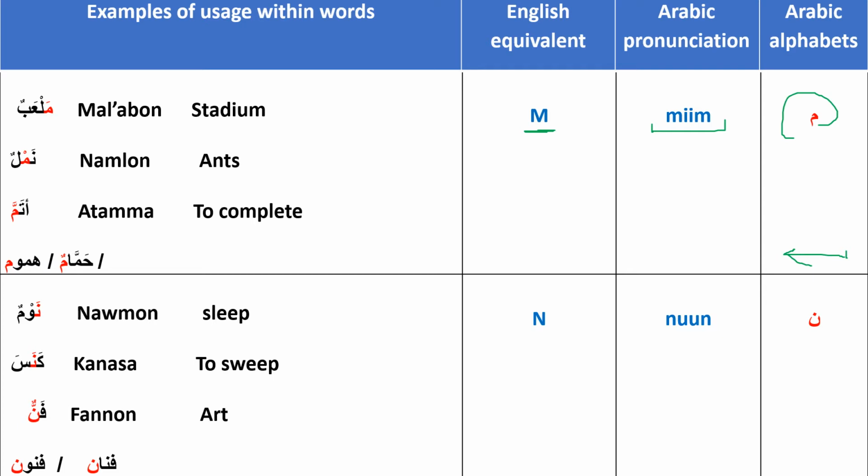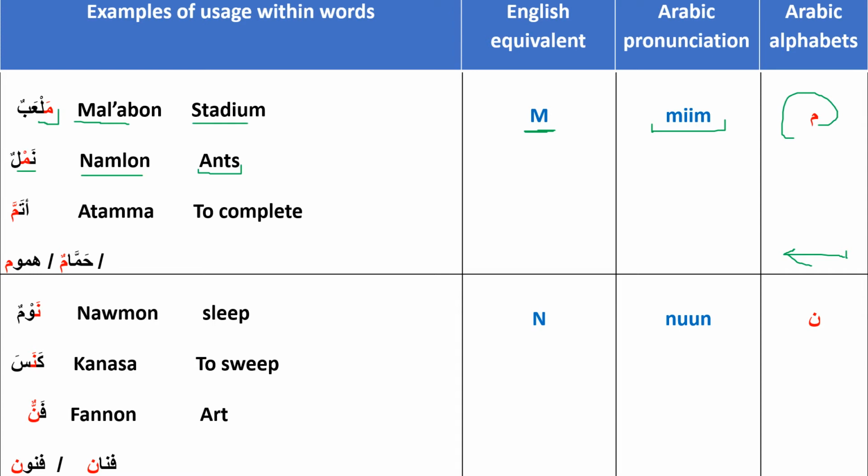So if you are to write it in the beginning, it must be like this. It must be attached to the letter that follows it, like in the word ملعب, which means in English stadium. Nice. If you are to write it in the middle like this, it must be attached to the letter that comes before it and the letter that comes after it, except for the letters alif and waw, as we will see like exceptions. The example here, namlun, is the equivalent of the English word ants.